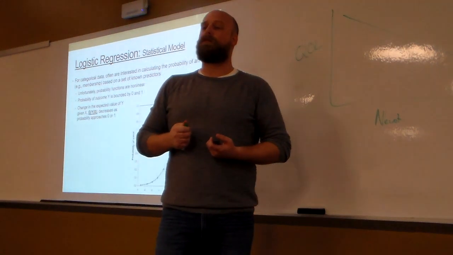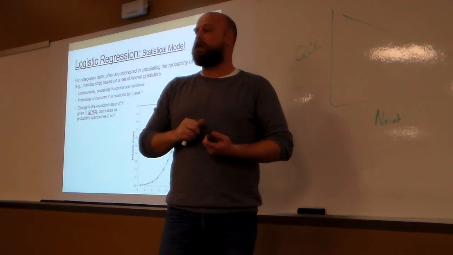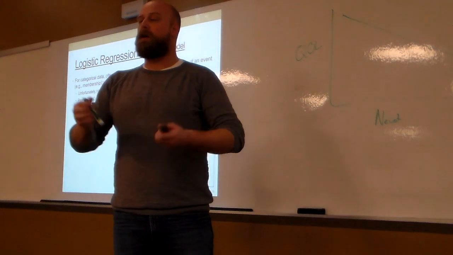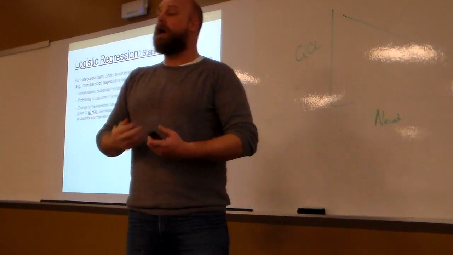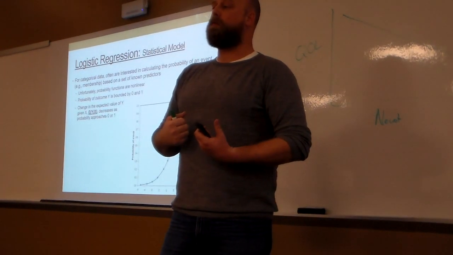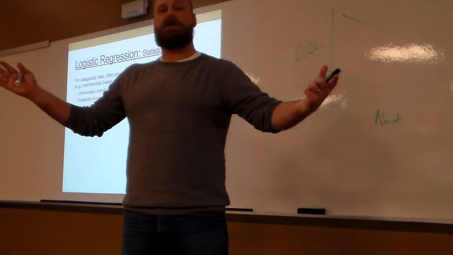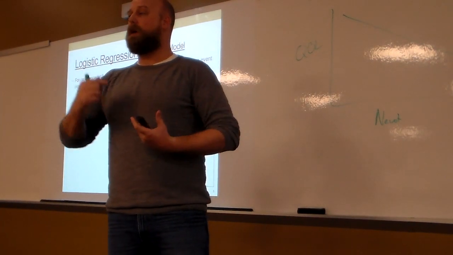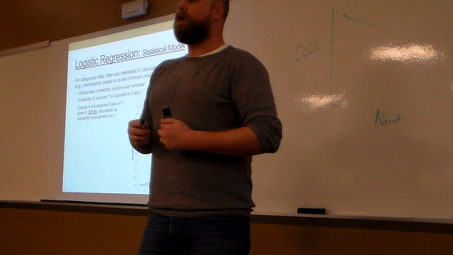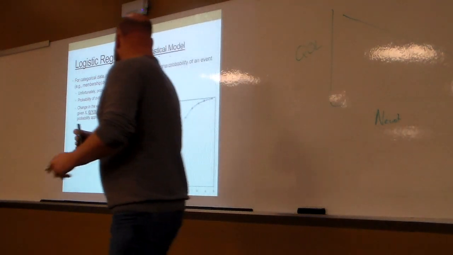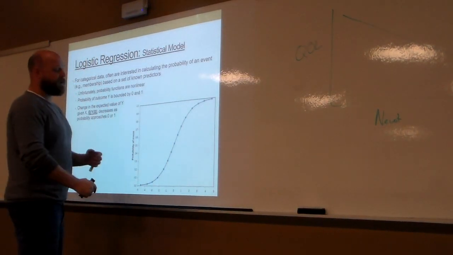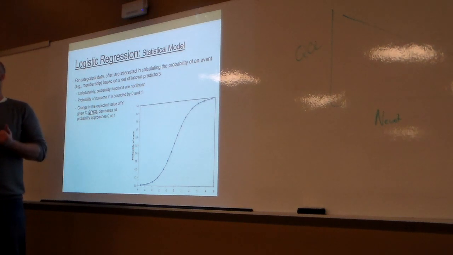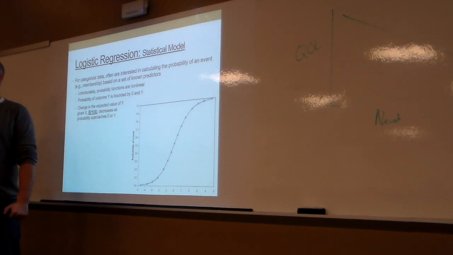I'm trying to predict ADHD diagnosis, yes or no, right? Either people meet diagnostic criteria or they don't. I've got a number of different predictors, and I want to know, based on these predictors, the probability that someone meets criteria for ADHD or not. Well, what happens is I start to get closer and closer. So let's say, what's a thing that might predict diagnostic status for ADHD, John?